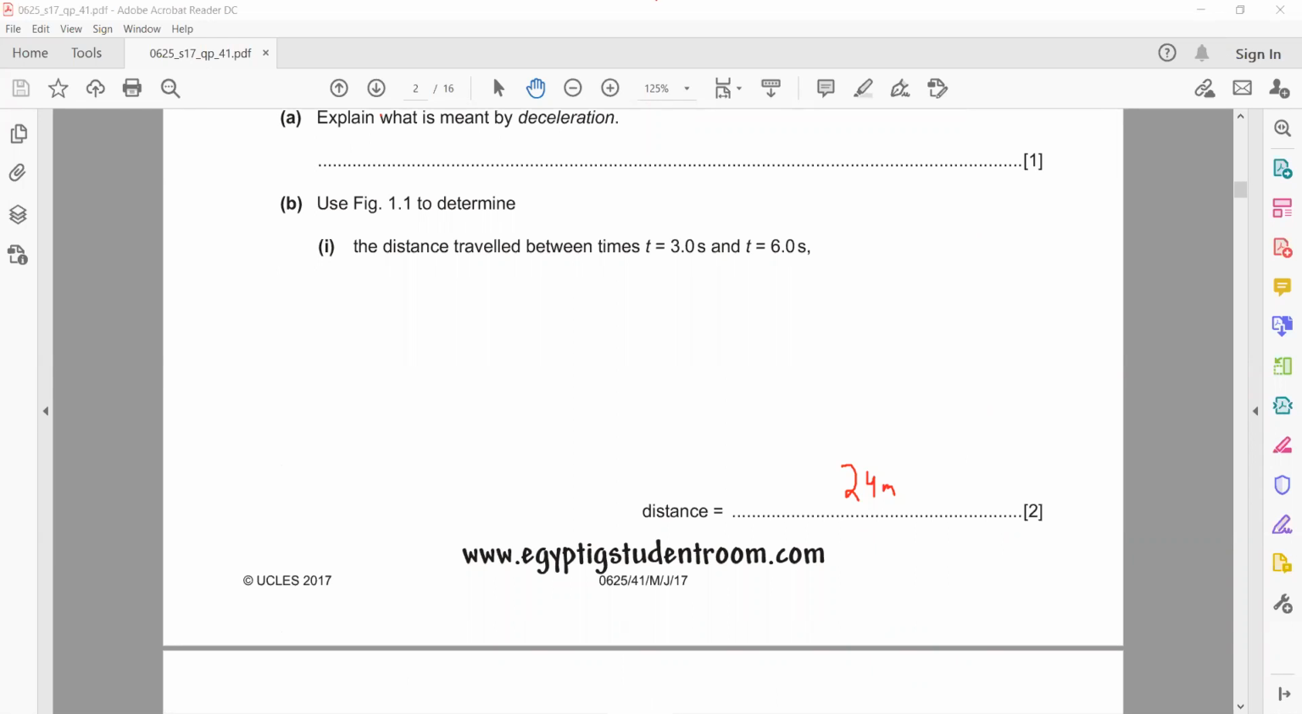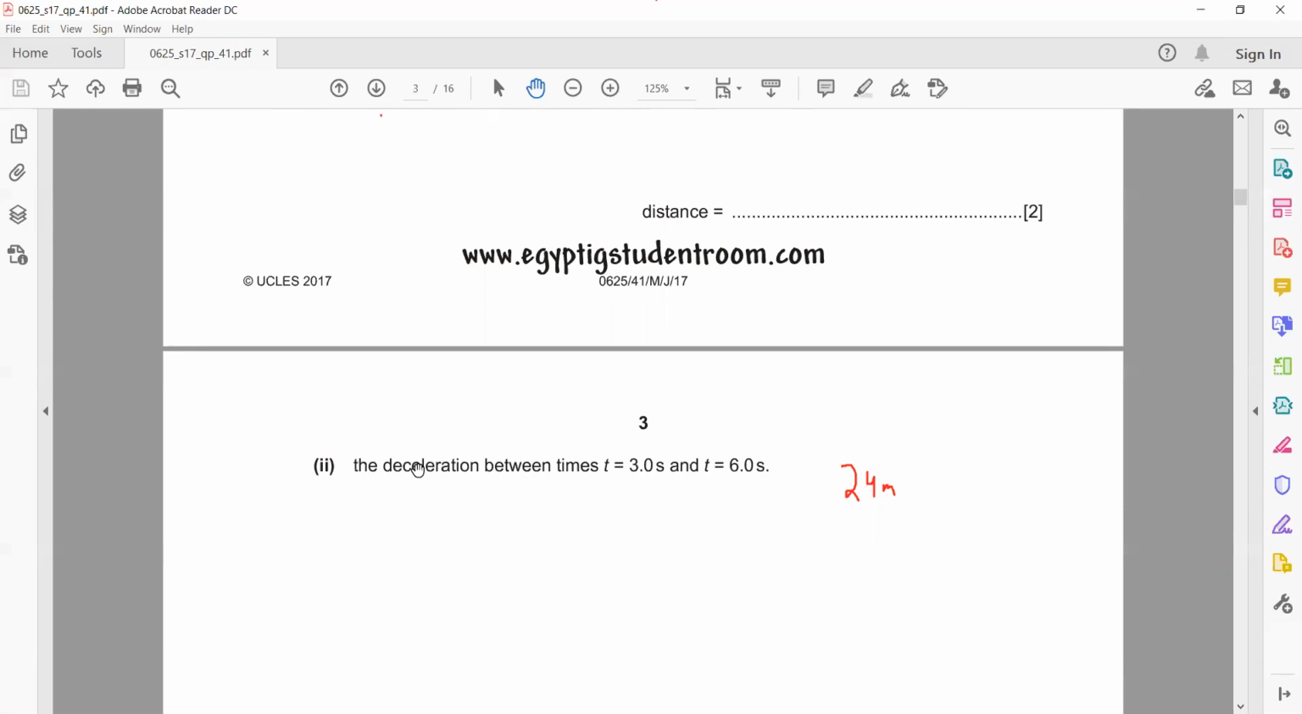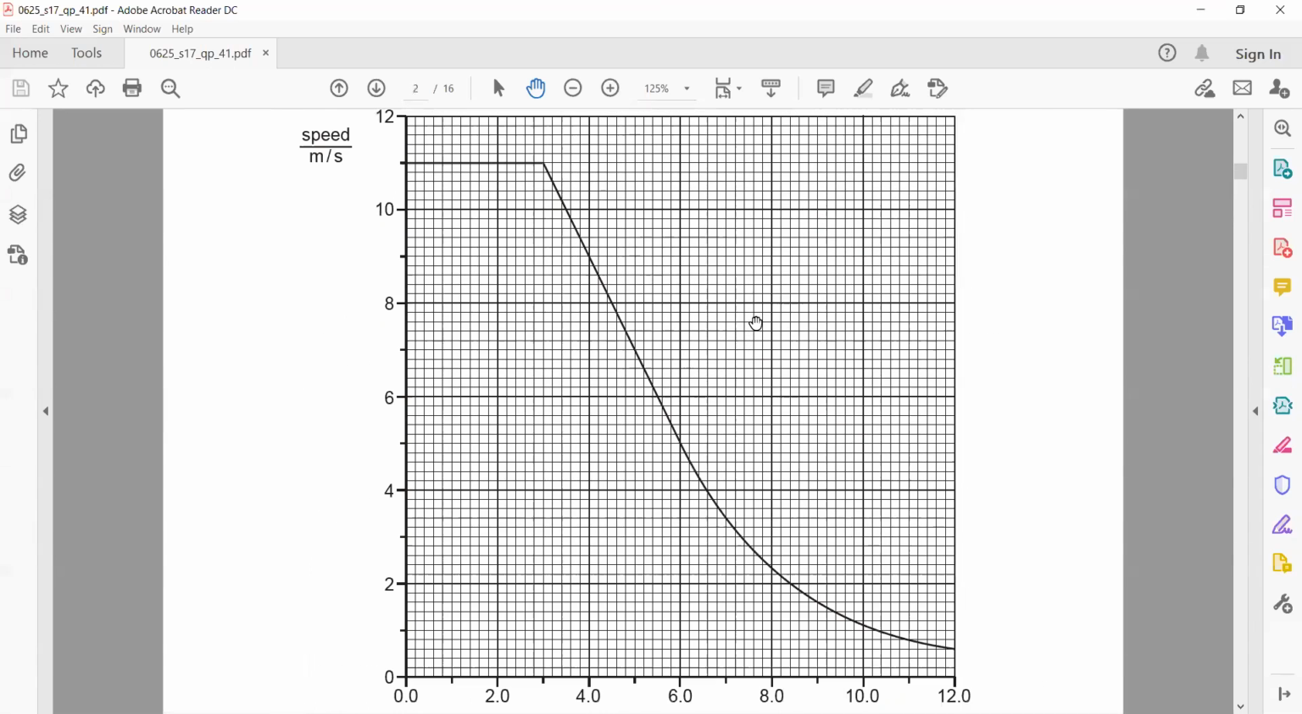The second part, B2, the deceleration between the time 3 seconds to 6 seconds. Because it's a constant deceleration, it's a straight line, so you can take a gradient within this, because for a straight line we can find the gradient. And how to find the gradient? The formula for finding a gradient is y2 minus y1 over x2 minus x1. You can use the gradient method to get the answer, or you can find the acceleration, which is v minus u over t.